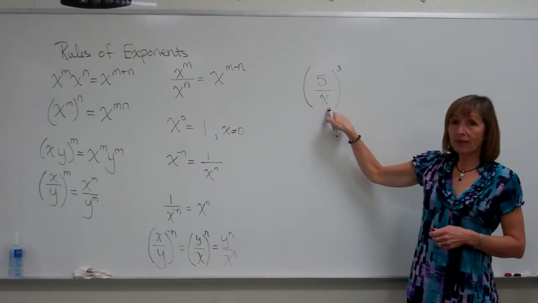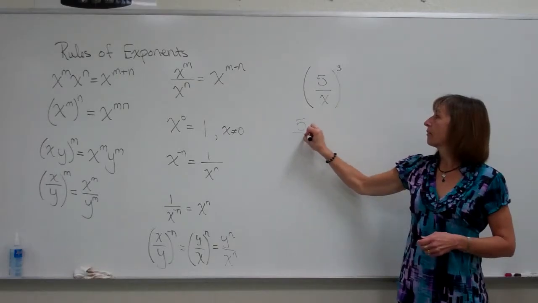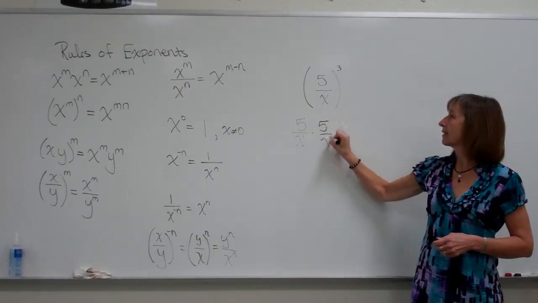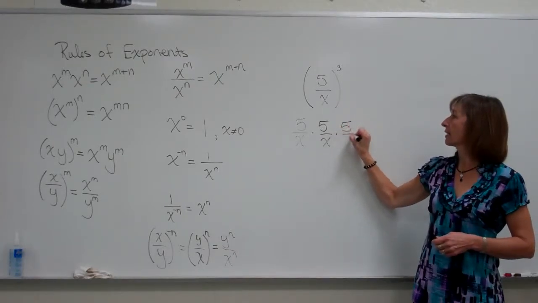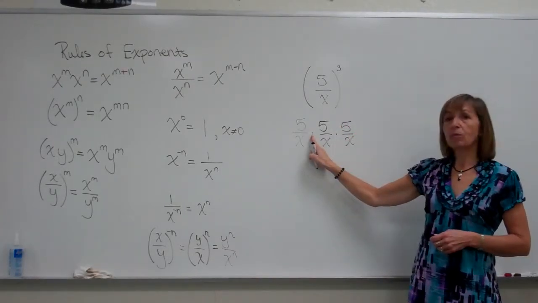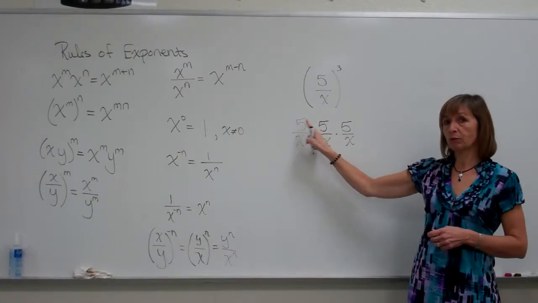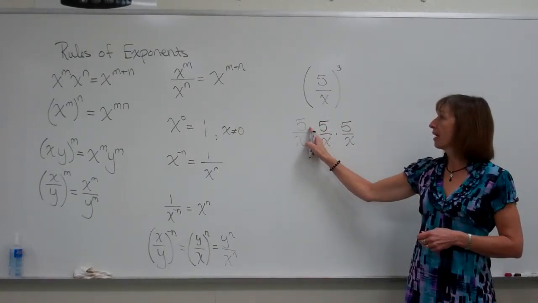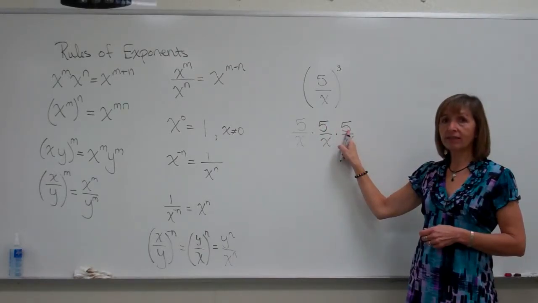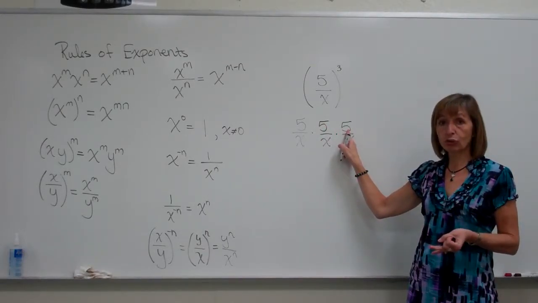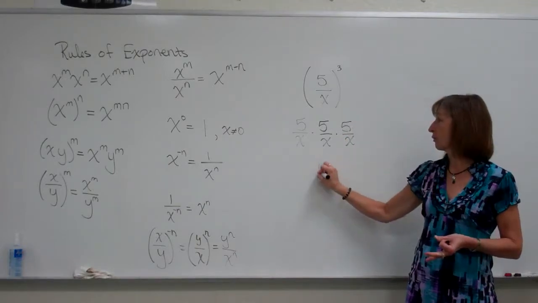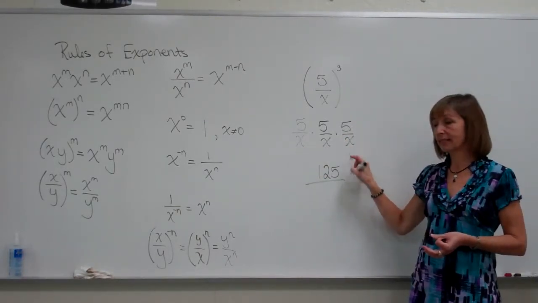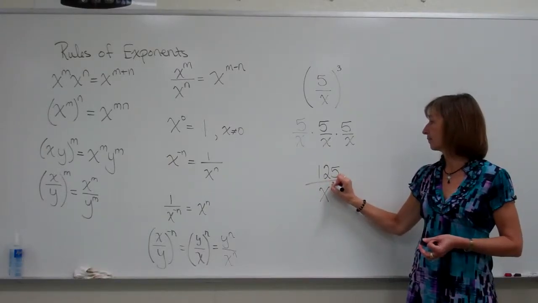Well, if we write this without exponents, it'll be 5 over x times 5 over x times 5 over x. Now when I'm multiplying fractions, remember we multiply straight across the numerator and straight across the denominator. So 5 times 5 times 5 is, well, 5 times 5 is 25, times 5 is 125. And in the denominator, x times x gives me x to the third.